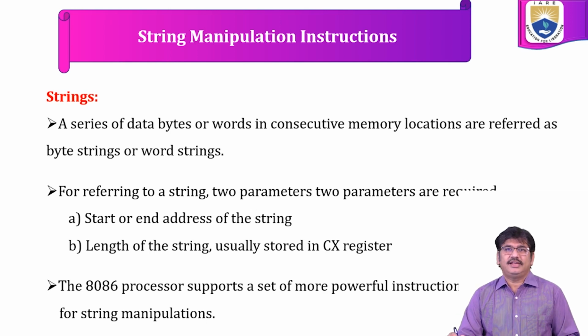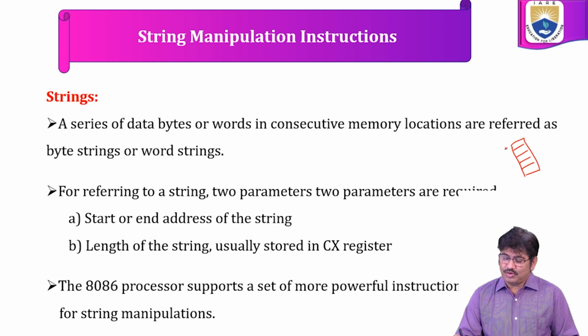Strings. A series of data bytes or data words in consecutive memory locations are referred to as byte strings or word strings. Each byte in a byte string occupies one memory location. If it is a word string, it occupies two memory locations. For referring to a string, two parameters are required. One is the start or end address of the string.